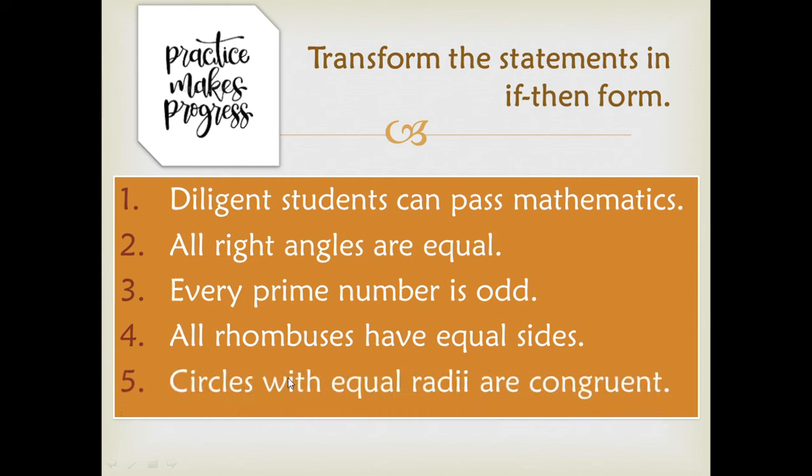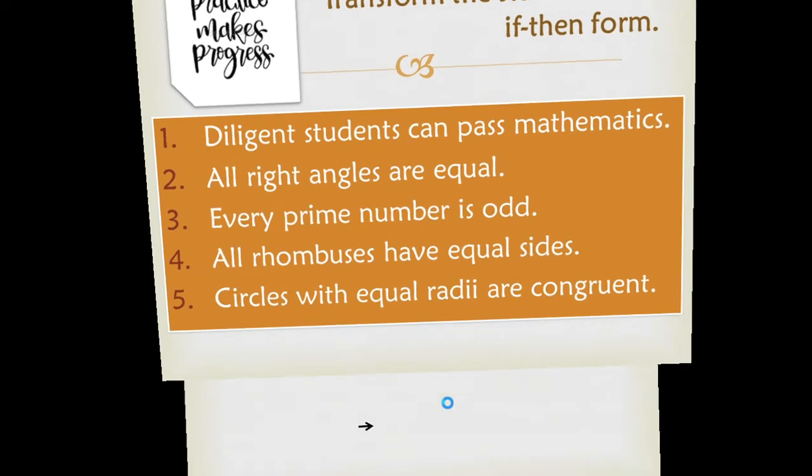Number 5, here our verb is "are". So, let's just make a statement here. If circles have equal radii, then they are congruent. So, that's all. Radii is the plural form of radius. Okay? So, that's how we transform statements into if-then form.